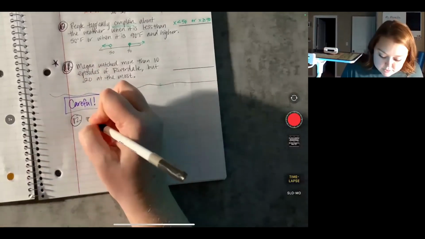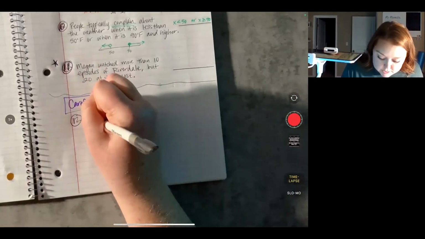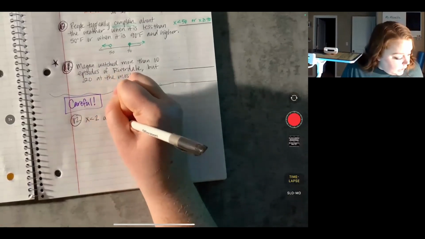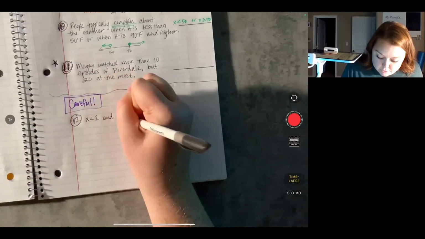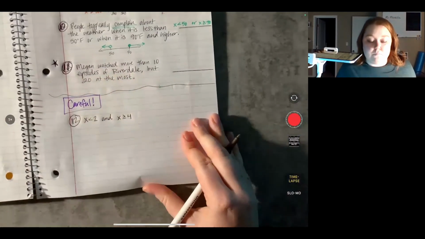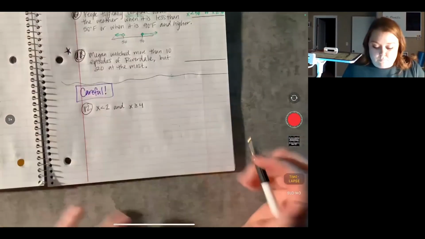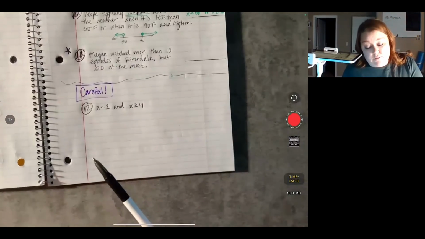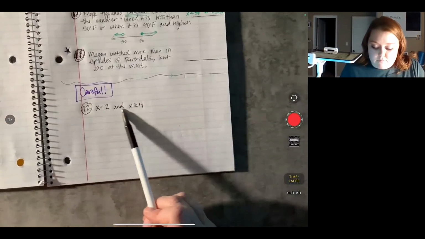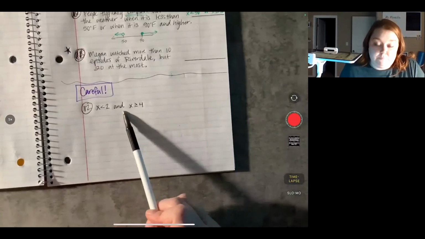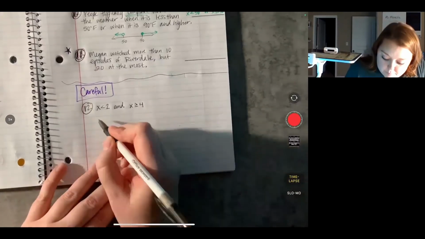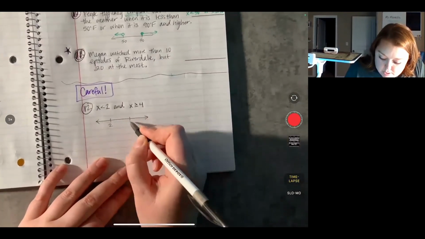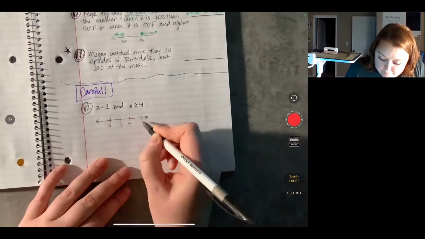Let's say we had this inequality. X is less than 2 and X is greater or equal to 4. Now, this one isn't sandwiched, but let's just double check. So I'm going to draw this on a number line. I got 2 here, I got 4 here.